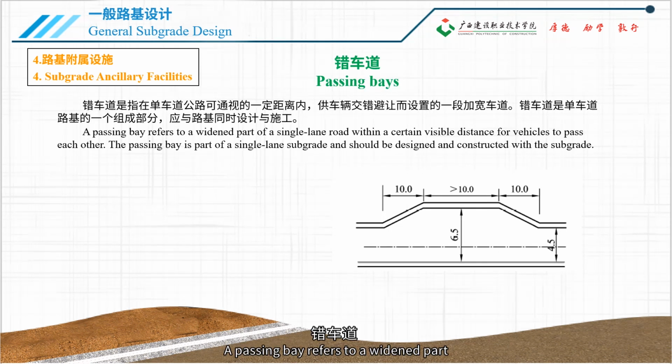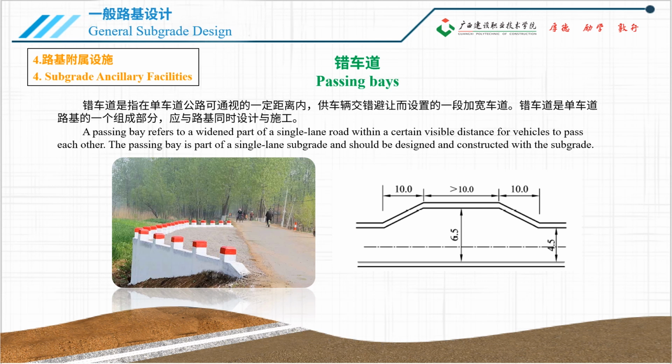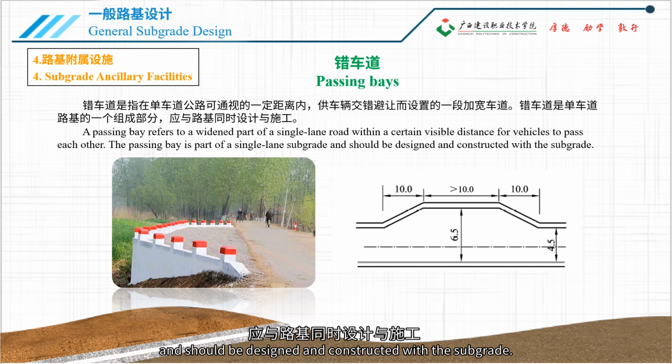A passing bay refers to a widened part of a single-lane road within a certain visible distance for vehicles to pass each other. The passing bay is part of a single-lane subgrade and should be designed and constructed with the subgrade.